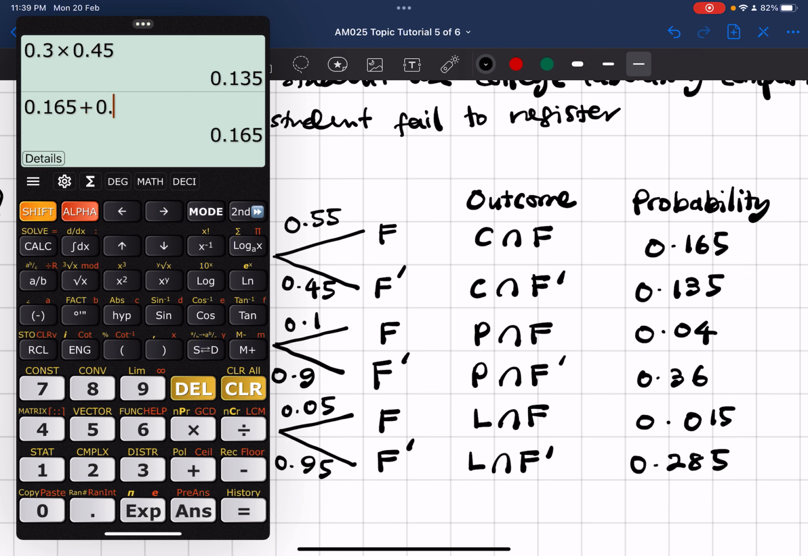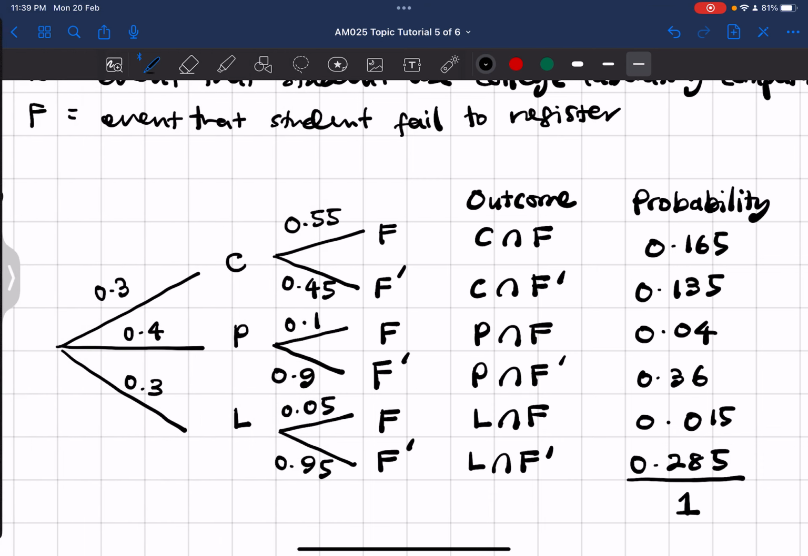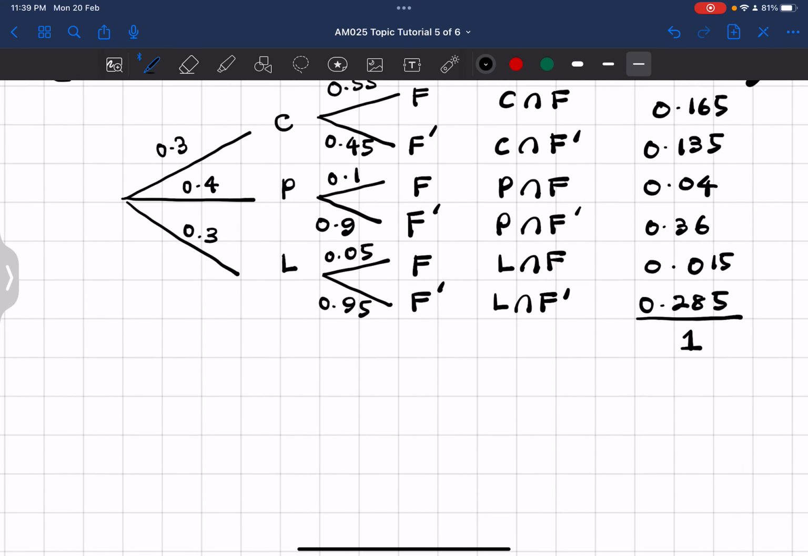Now let's find the total now. Yeah, I got it. The total is 1. Okay, so now my tree diagram is completed. So let's go for the next question, B.